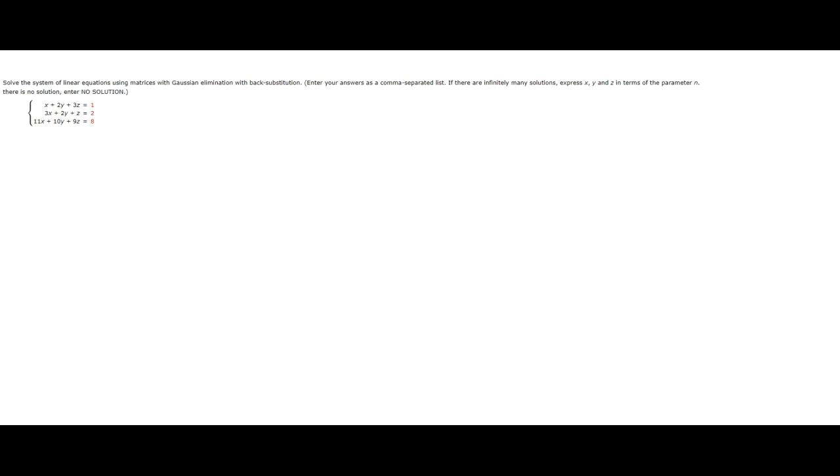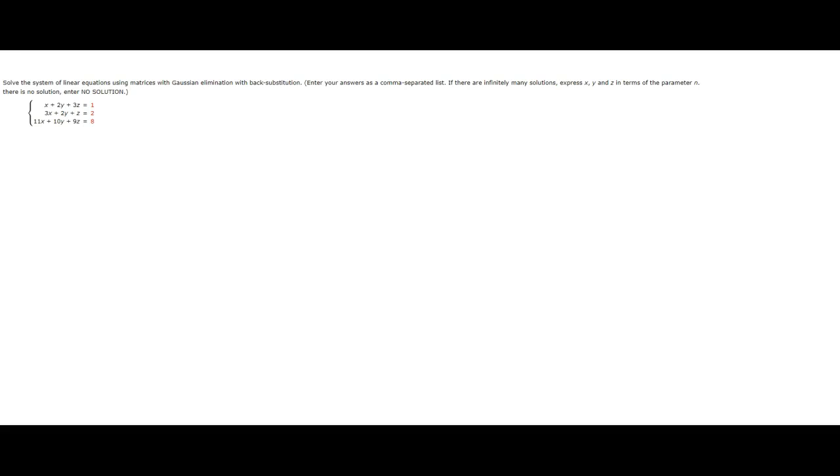Here we have a system of equations that we're asked to solve, and then there's three different answers we could possibly get. Either we'll get an x, y, z, or we'll get possibly infinitely many solutions, and this one's going to take a little bit more to solve because it wants a parameter of n, or we could get no solution. So here's our system of equations, and let's look at how we're going to solve it.